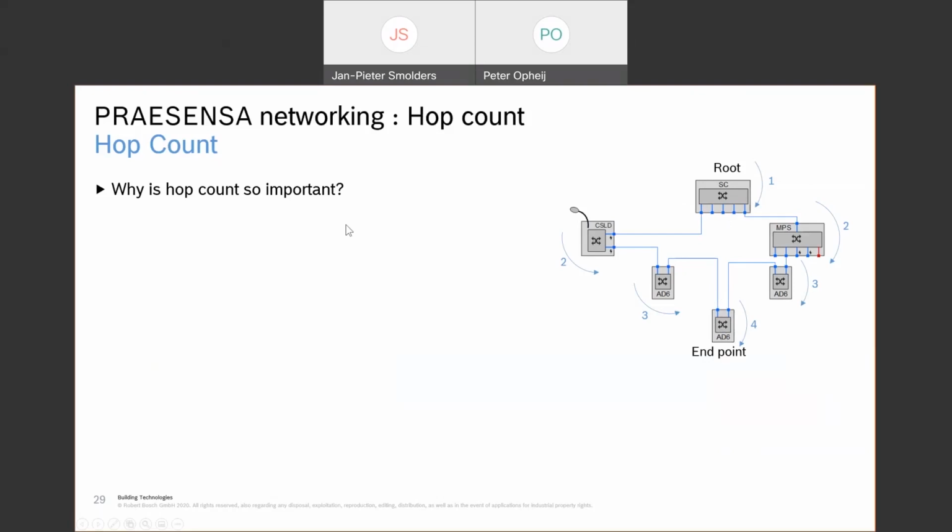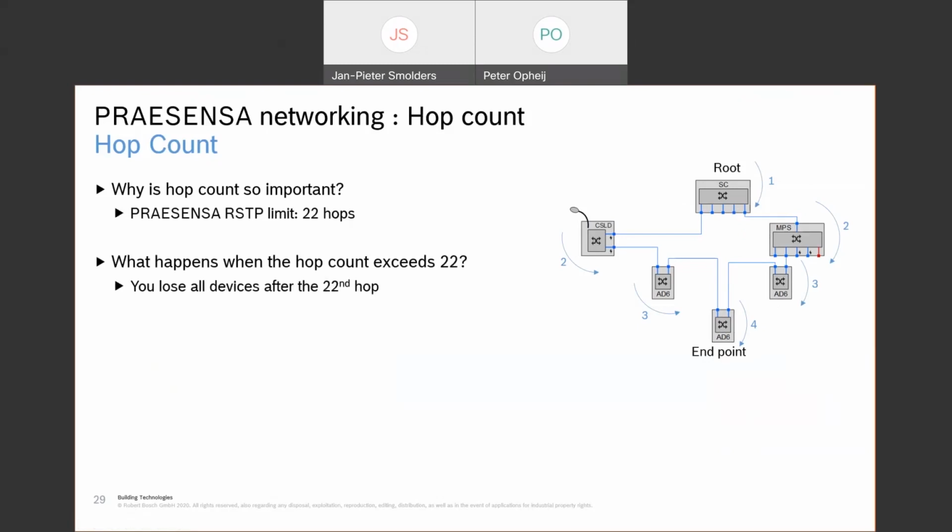Why is hop count so important? Well, that's actually quite simple. You can have a maximum of 22 hops for RSTP. So you can have a maximum of 22 hops to the endpoint. What happens when you go over those 22? Very simple. You lose everything after 22 hops. The connection to those devices is lost.